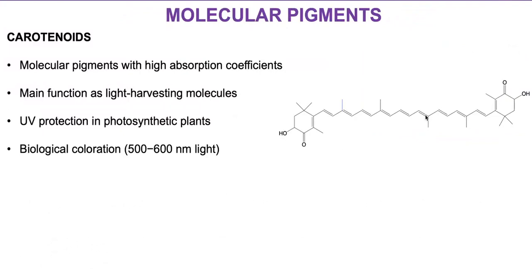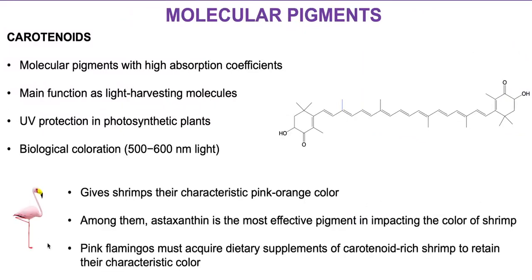One interesting example is flamingos. Flamingos can lose their pink color if they don't have enough dietary supplement of these pink shrimps. If they run out of this diet, their color will slowly fade. So these pigmented colors generally fade.